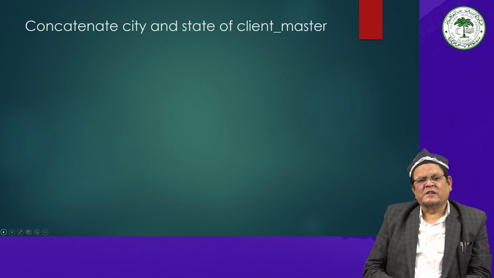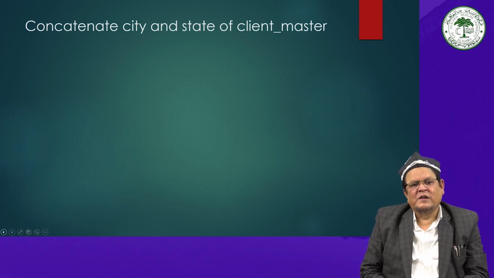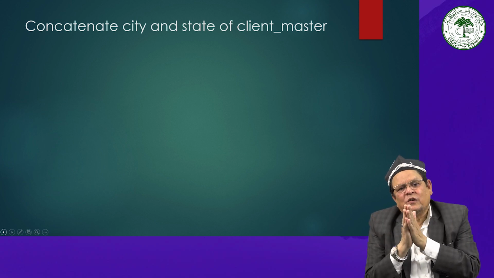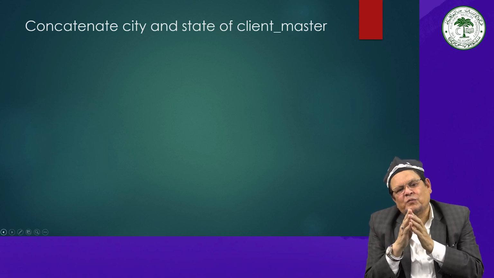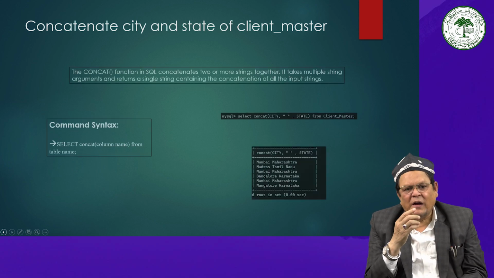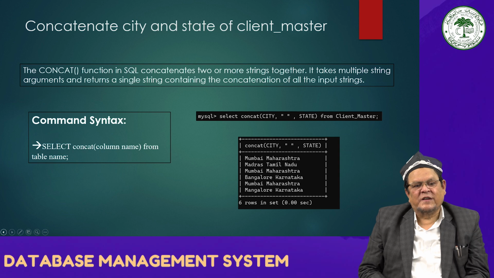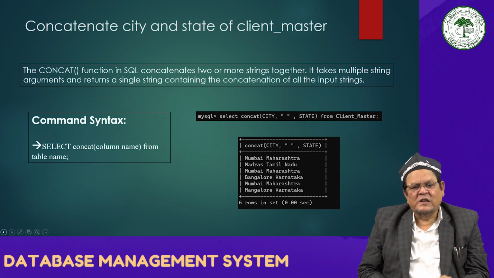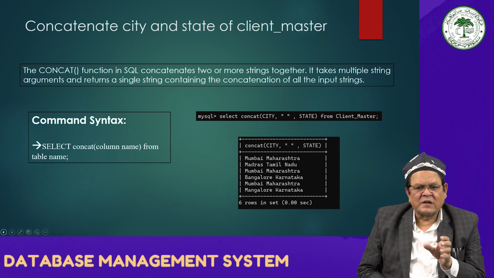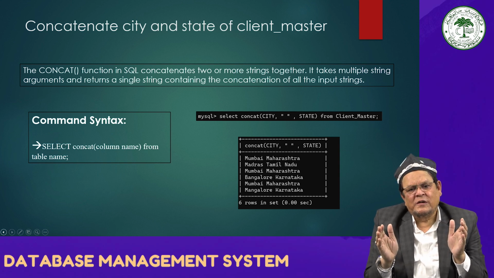Next is concatenate city and state for the client master. You want to concatenate the city and state. SQL has a provision to concatenate strings, and the command is like that. The CONCAT function in SQL concatenates two or more strings together. It takes multiple string arguments and returns a single string containing a concatenation of all the input strings.